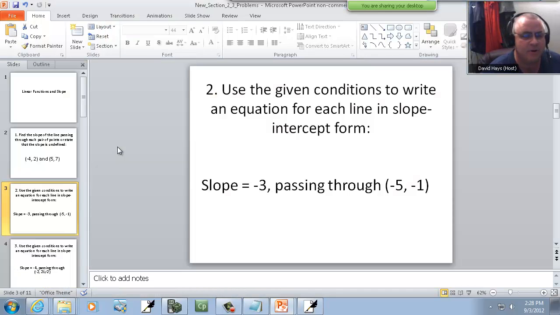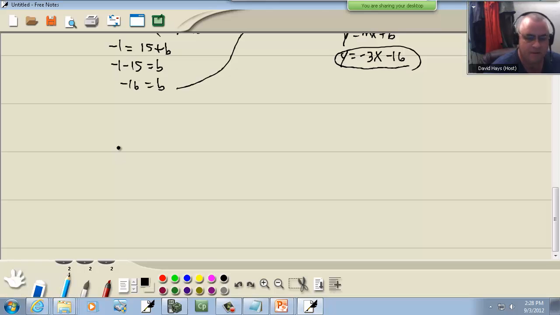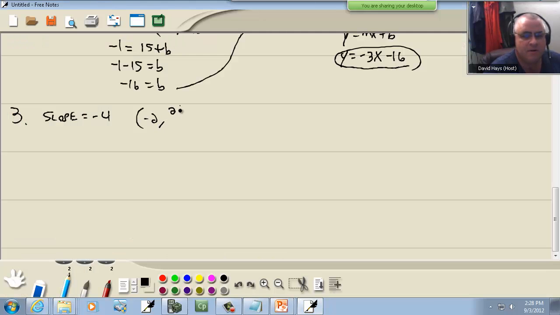Okay, let's look at our next problem. Let's see, slope is negative 4, and it passes through the point negative 2, 21 over 2. Okay, first step, find m. Well, this one, m is given again, so it's pretty straightforward.